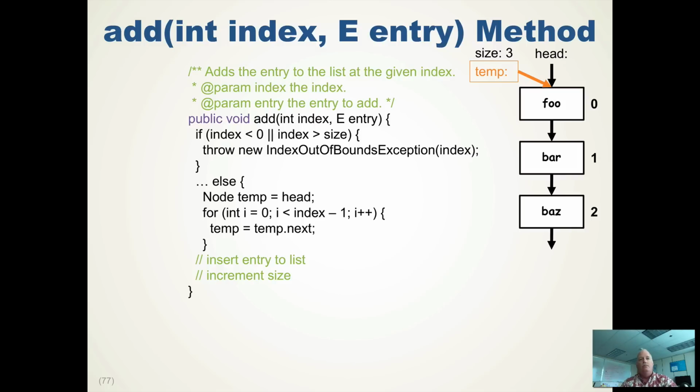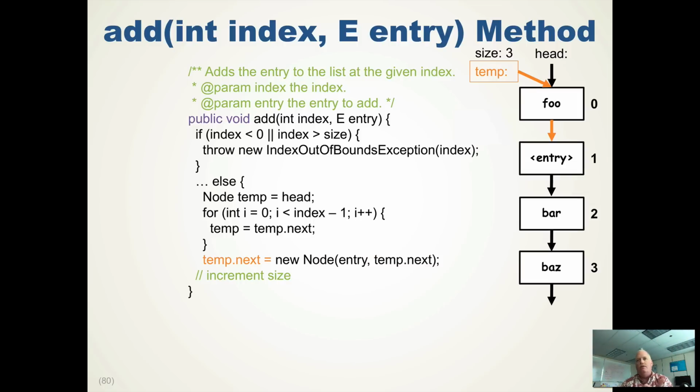Else, I need to move to index minus 1, so I start at head, go forward, and then I say temp.next equals new node entry, temp.next, so I'm going to create a new node that points to temp's next, so that will be Baz, and then I assign temp.next to point to the node, and that will shove that in there, and there we go. We've inserted it in the right place.